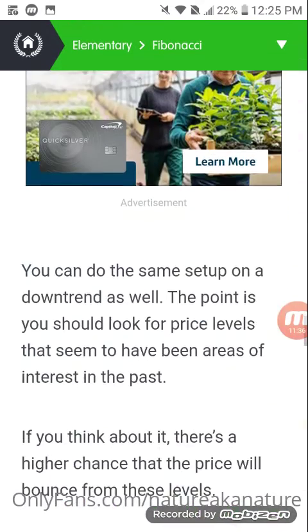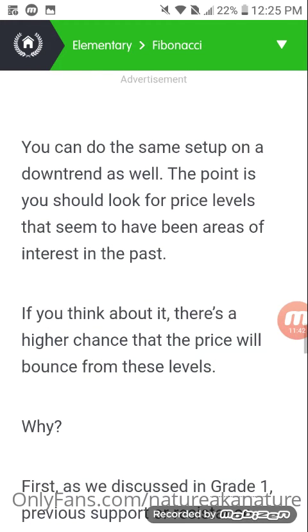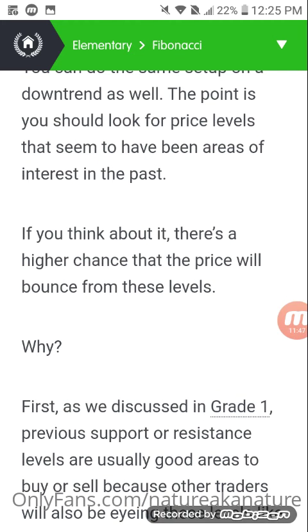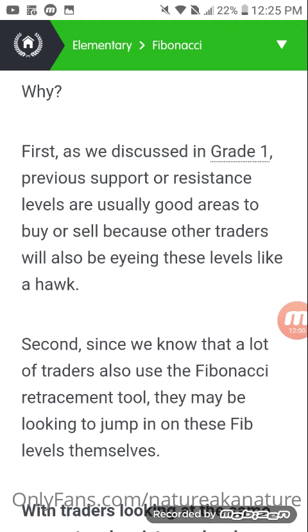You can do the same setup on a downtrend as well. The point is you should look for price levels that seem to have been areas of interest in the past. If you think about it, there's a higher chance that price will bounce from those levels again. Why? First, as we discussed in grade 1, previous support and resistance levels are usually good areas to buy or sell because other traders will also be eyeing these levels like a hawk. We'll talk about that too, resistance and support levels, after we go over Fibonacci and RSI. Second, since we know that a lot of traders also use the Fibonacci retracement tool, they may be looking to jump in around these fib levels themselves.